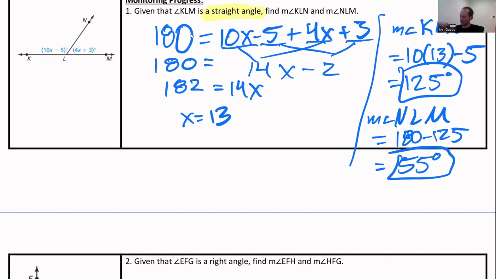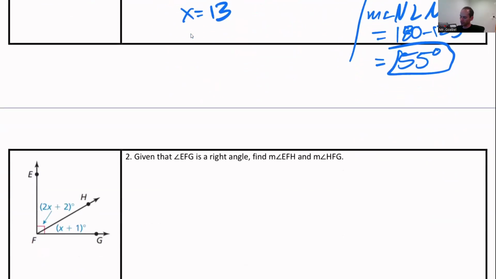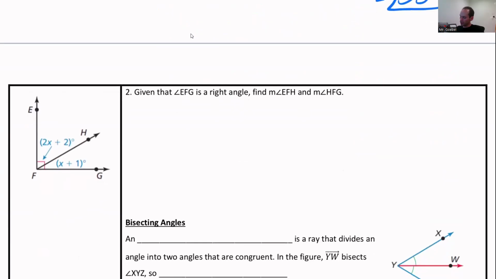It's the same thing you would have gotten from plugging in 13. I think it's just a little bit faster. You know, the first half is 125, so just take it away from 180. That gives you whatever's left over. All right, go ahead, turn the page here.